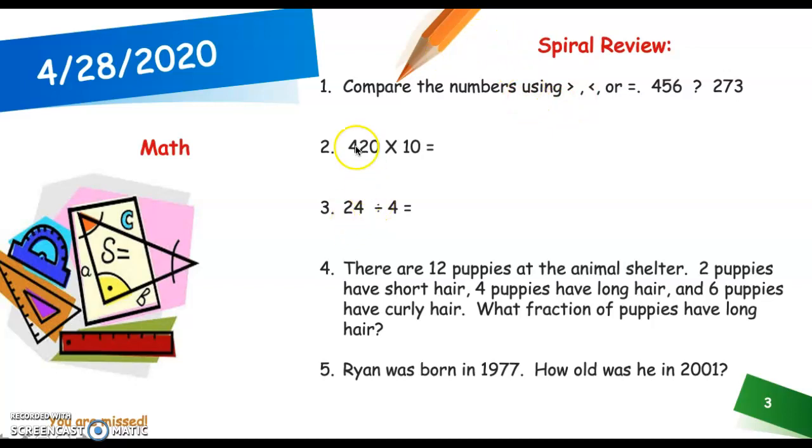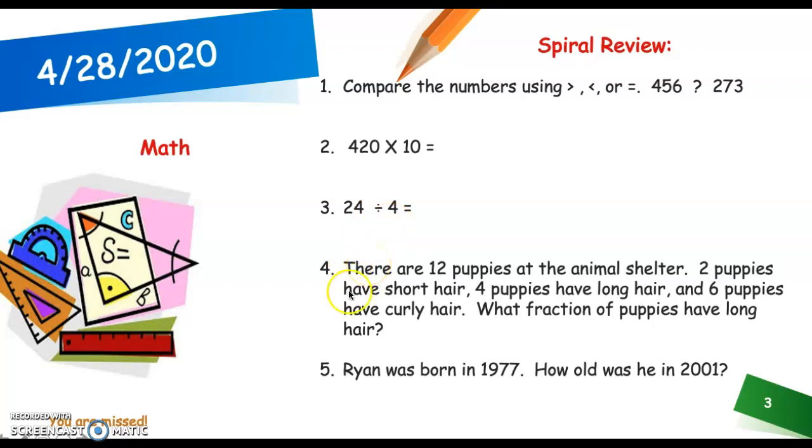All right. So for number 2, we've stepped it up with our math problems, but I think that if some of you can remember the little trick I showed you, you should be able to answer this one. You have 420 times 10. I know this is a 3-digit times a 2-digit number, but I have faith in you guys, and I know that you can answer that. For number 3, you're taking 24 divided by 4. Let's go ahead and look at number 4.